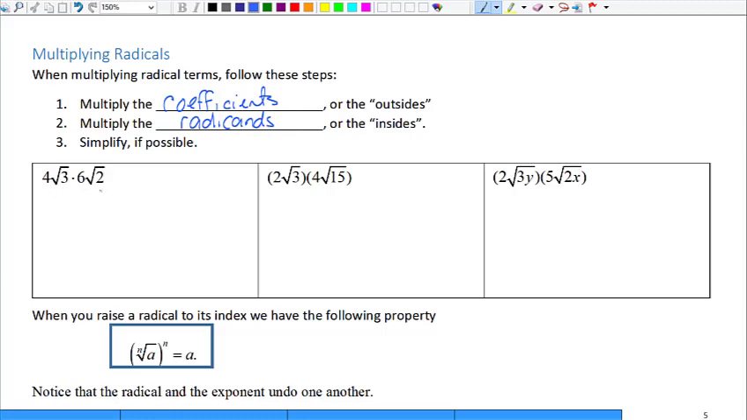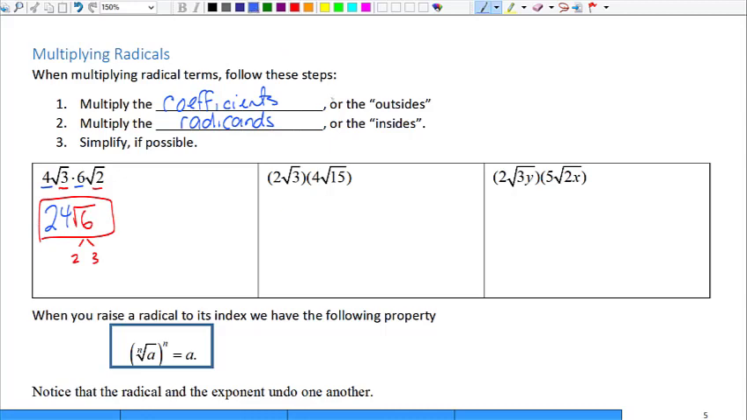So 4 root 3 times 6 root 2. Notice 3 and 2 aren't the same, but that doesn't matter for multiplying. All you have to do is multiply the outside coefficients. 4 times 6 is 24. And then multiply the inside. 2 times 3, that's root 6. Now, if root 6 could break down, then I would need to do that. But in this case, 2 times 3 doesn't have any pairs, so 4 root 6 is my final answer.